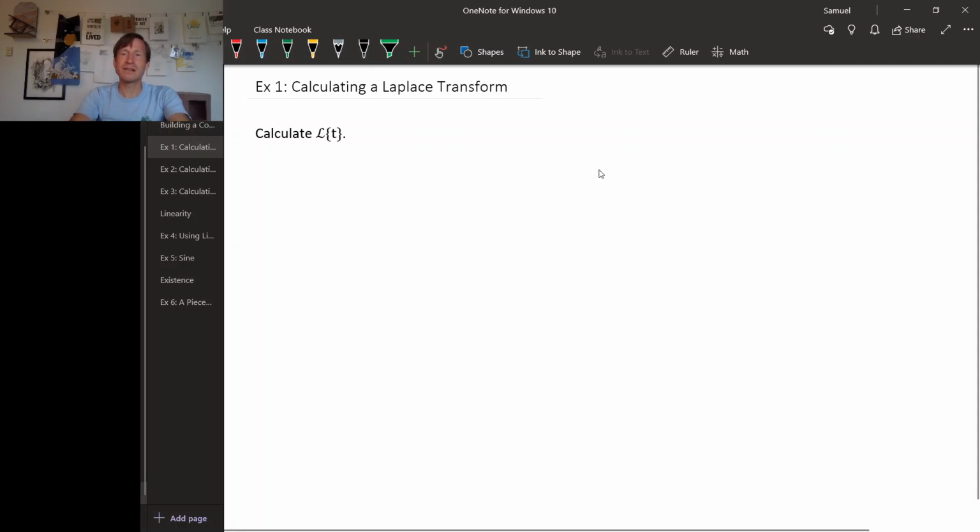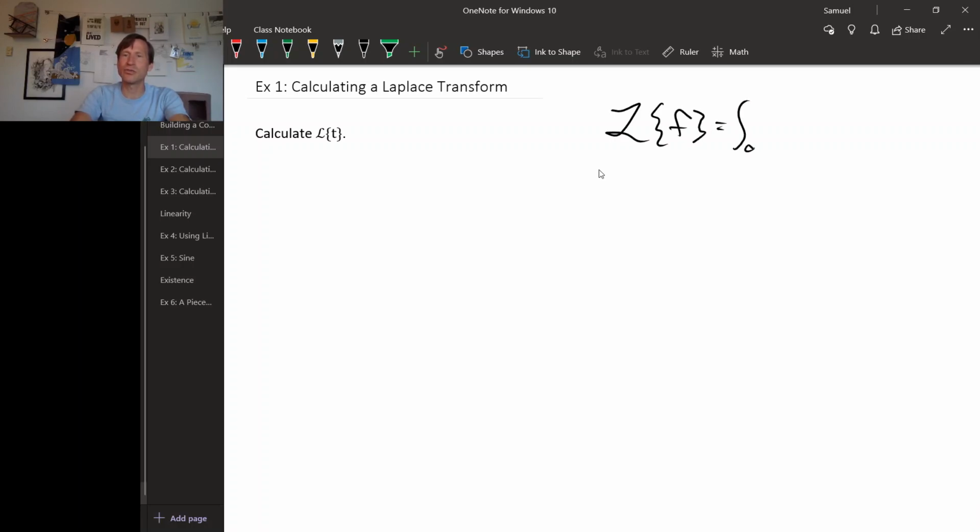Now remember that the formula for the Laplace transform is: the Laplace transform of a function f is the integral from 0 to infinity of e to the minus st times f of t dt. And for now, the only way we have of calculating Laplace transforms is using this formula. So pause the video and try, using this formula, to calculate the Laplace transform of the function t.